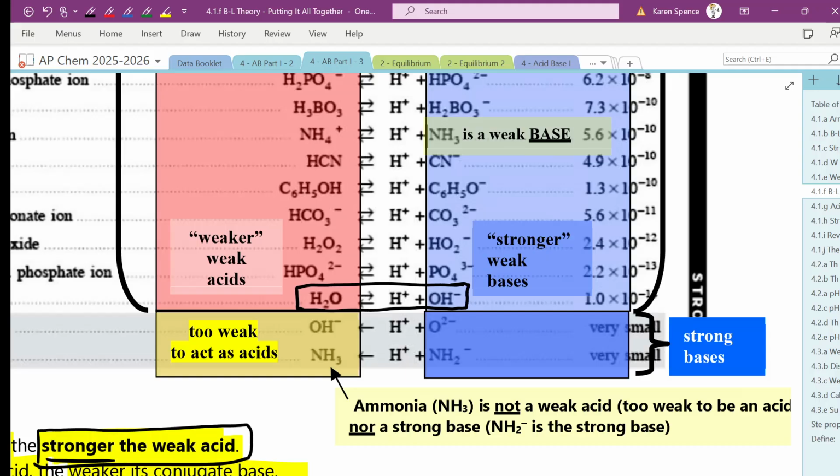And it's really funny because if we had a different solvent, like if we dissolved everything in ammonia instead of water, ammonia would be the weakest weak acid and the weakest weak base. And so its conjugate acid would be the strongest weak acid and its conjugate base would be the strongest weak base. We'll talk more about that later.